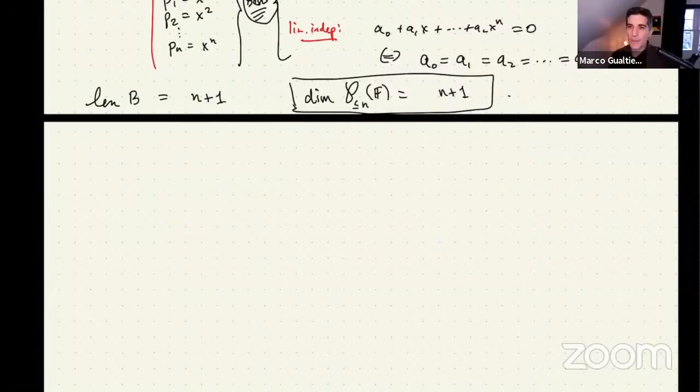Right. So everyone should spend some time thinking about what dimension really means, because that's what we've just defined.